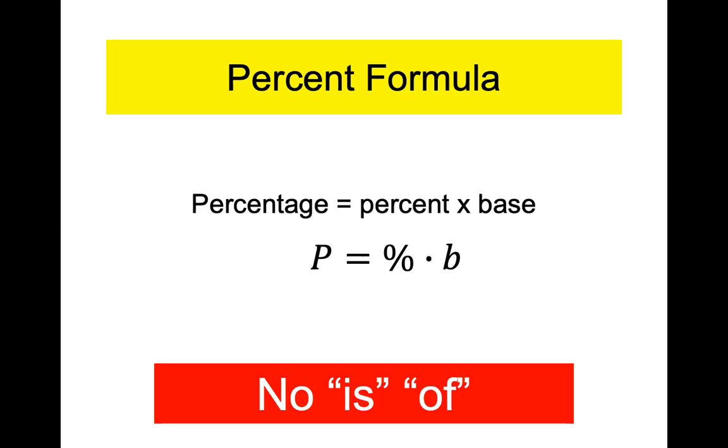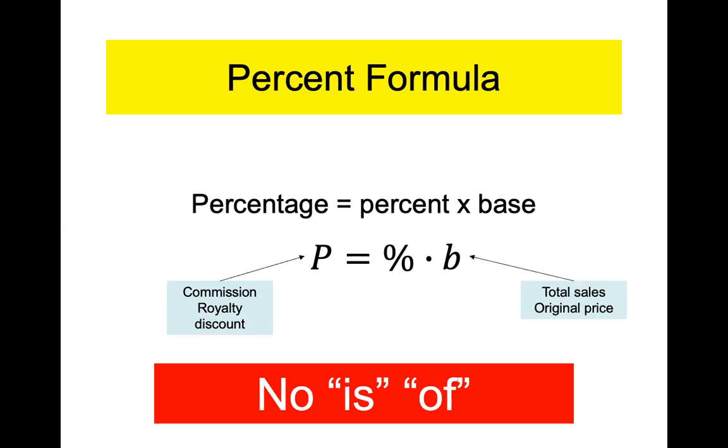So we better define what P and B is. So P is all three. P is the commission, the royalties, the discount in dollars or cents. Hey, I got $5 commission, that's the P. Hey, I got a $5 discount, that's the P. I get a 10-cent royalty on every song I sell, that's the P. Percent is still the percent written as a decimal. The B will be either your total sales or your original price.